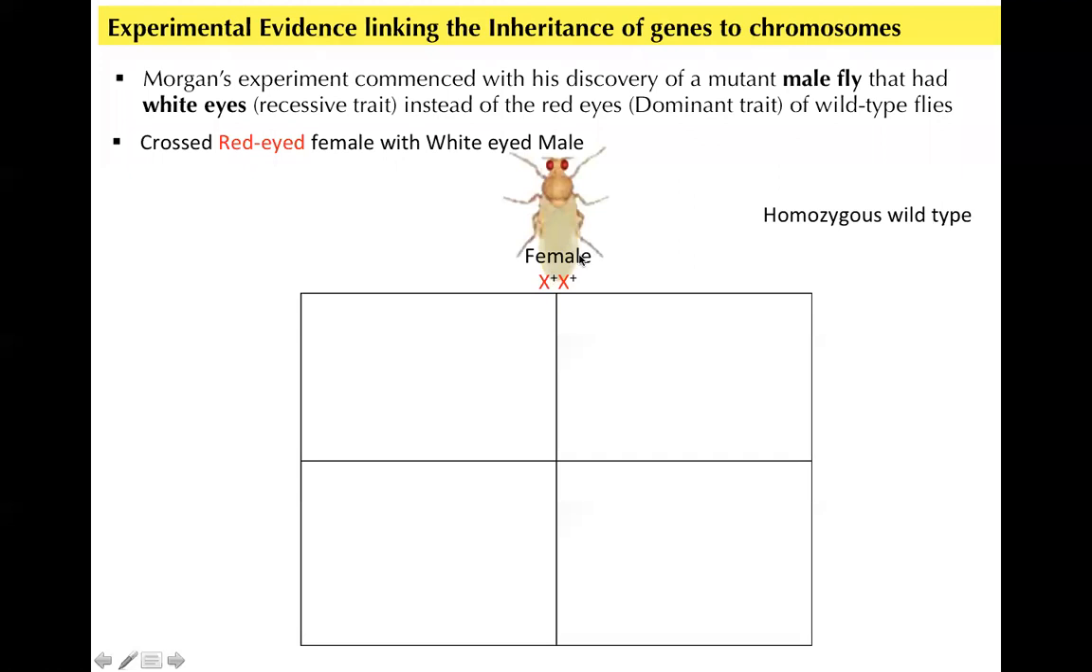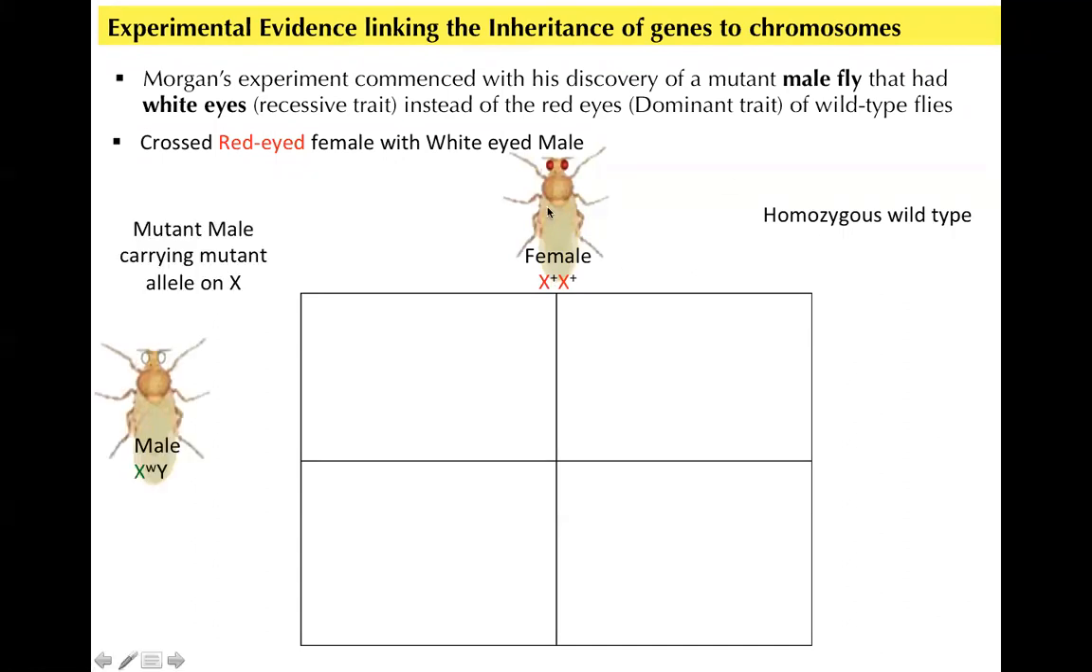This is a female which is homozygous wild type, that means it has a red eye phenotype. I have represented it as XX. I told you females carry XX and males carry XY, like human beings. The gene responsible for eye color is located on the X chromosome and is represented by a plus symbol, because we always represent wild type alleles as plus.